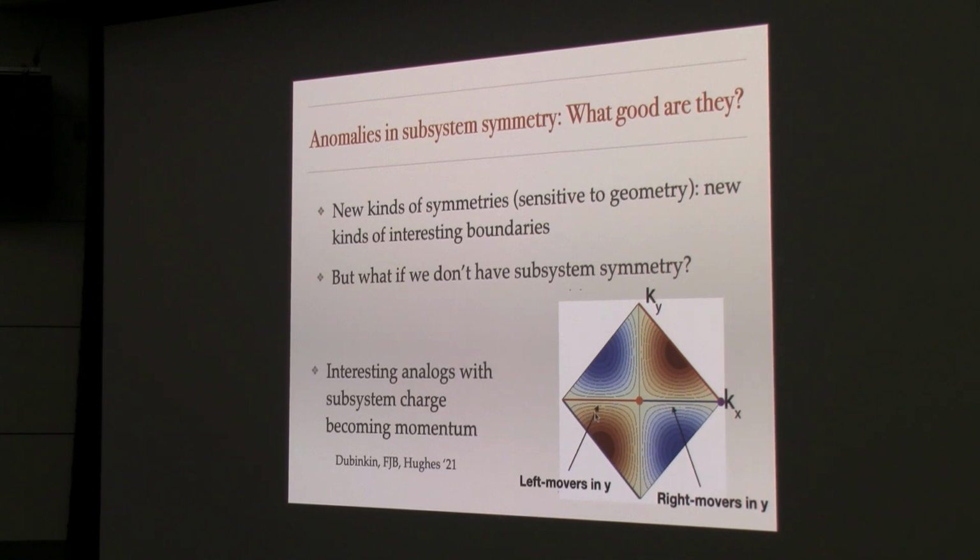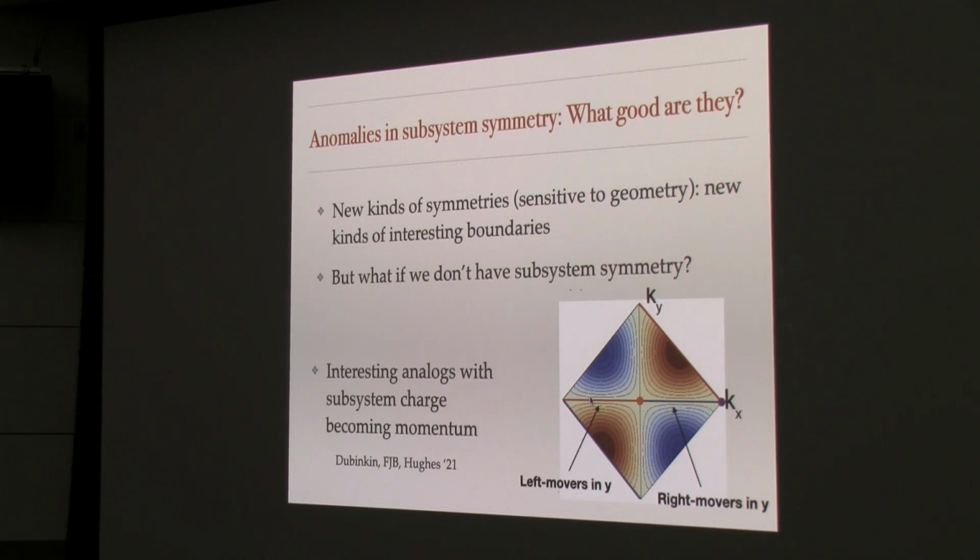So you can think about a two-dimensional fermionic system, which has left-moving fermions at negative kx and right-moving fermions at positive kx. And here what happens is, if I apply an electric field, the charge is not conserved, but rather the momentum is not conserved. And this gives me a response that actually is very similar to this axial subsystem symmetric anomaly.